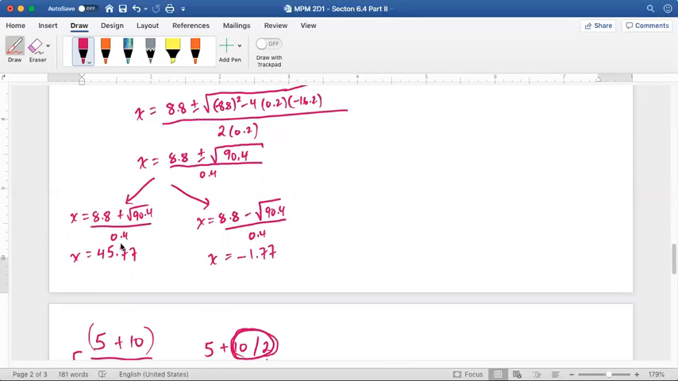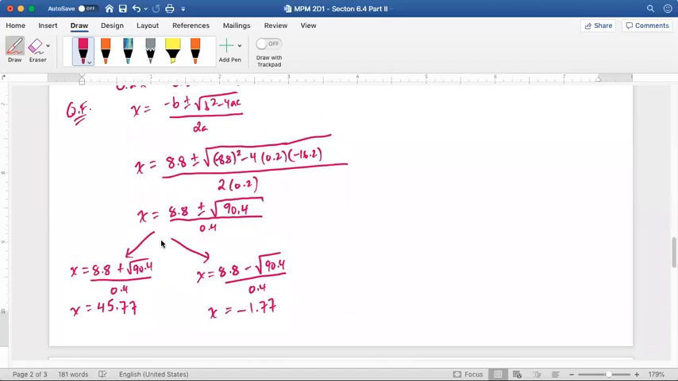Normally what I do when I work a question out like this is I just work out the numerator, 8.8 plus root 90.4, press equals, then I just write divided by 0.4, and then it'll do the last answer divided by 0.4.